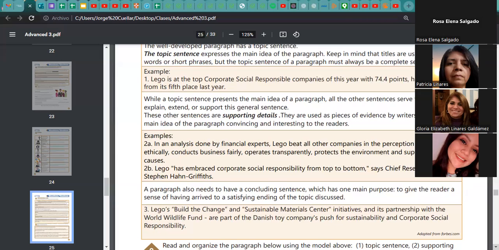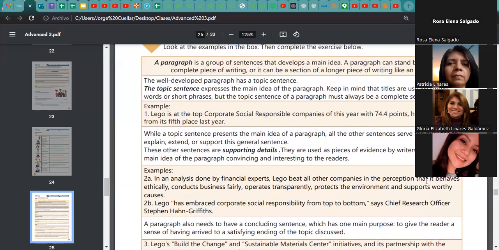A paragraph also needs to have a concluding sentence, which has one main purpose, to give the reader a sense of having a satisfying ending of the topics discussed. Lego's Building the Change sustainable material center initiatives and its partnership with the World Wildlife Fund are part of the Danish toy company's push for sustainability and corporate social responsibility. Perfect, thank you very much.